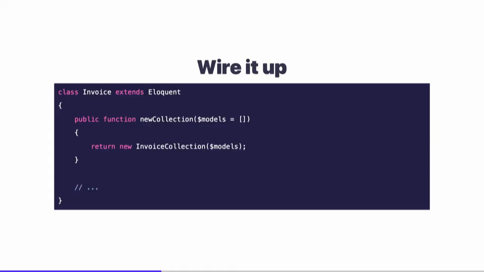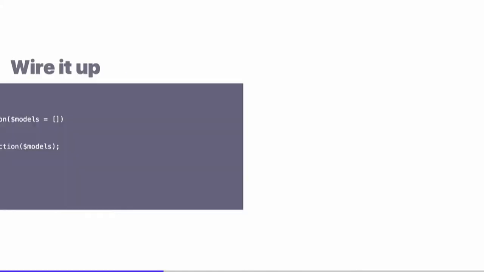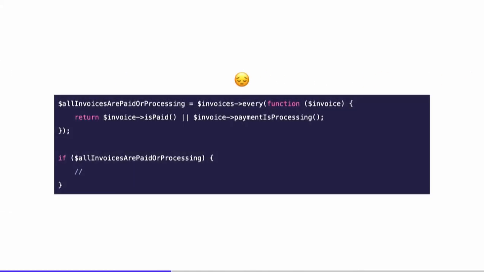On the Eloquent model, there's a method called new collection. What that allows us to do is return how we want our collections from the database to be returned, which in this case, we want wrapped up in our new collection. So now, once we've done this, whenever we get a result, we've got our invoice collection, everyone's happy. So this is what I was talking about, how the higher order proxies start to fall apart.